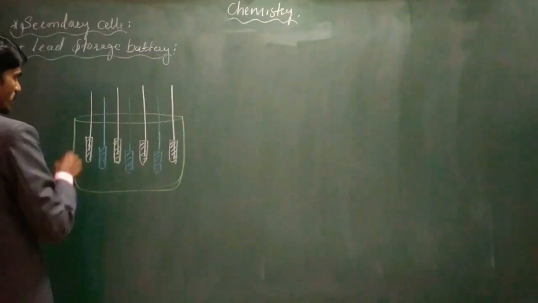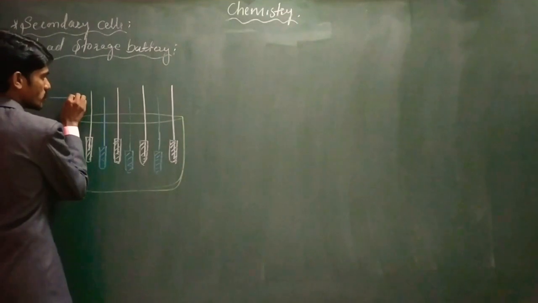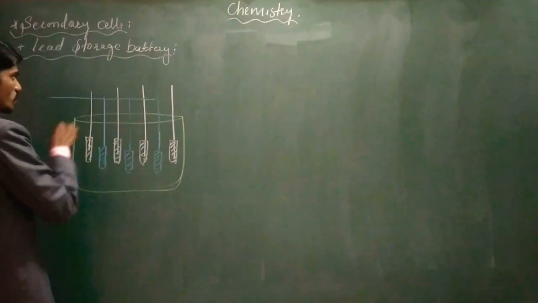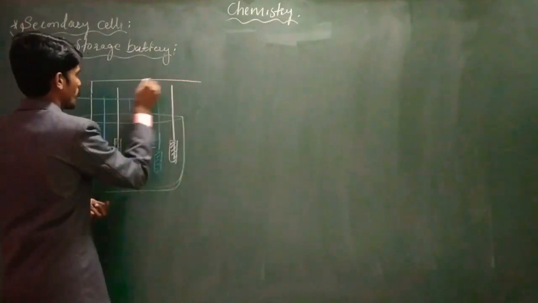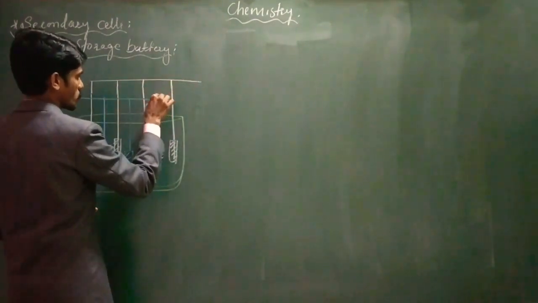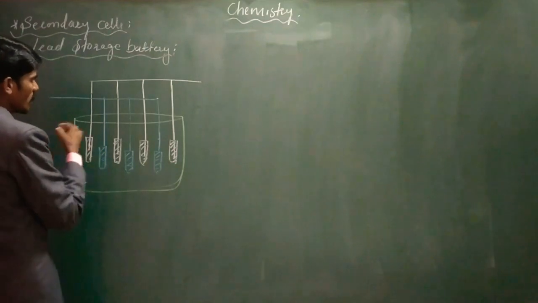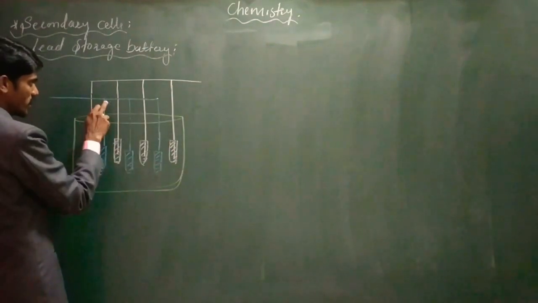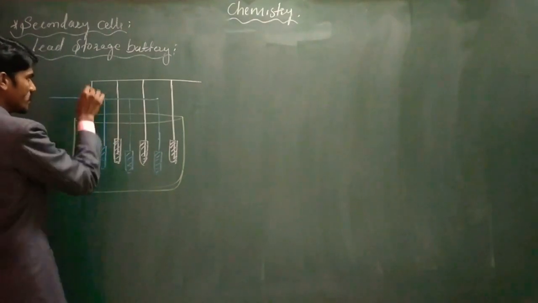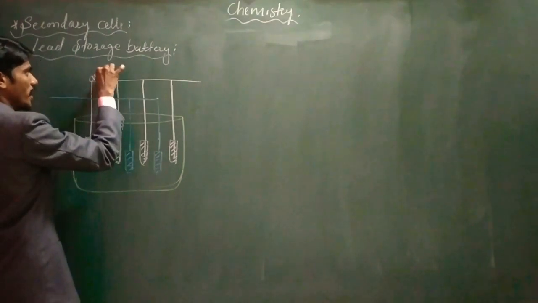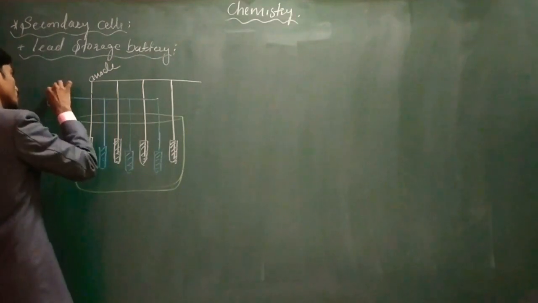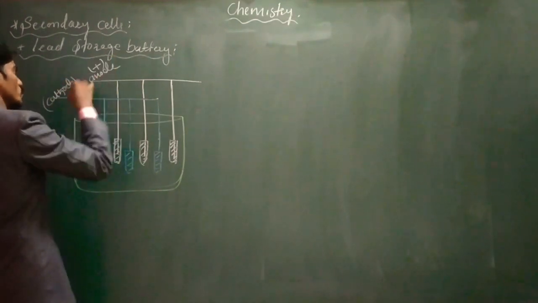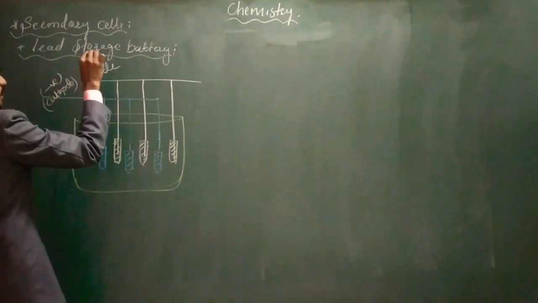This is one electrode, whereas the other one is the other electrode, anode and cathode. Left side we have considered this one, so this one is the anode half, and this one is cathode. Anode is positive, cathode is negative.